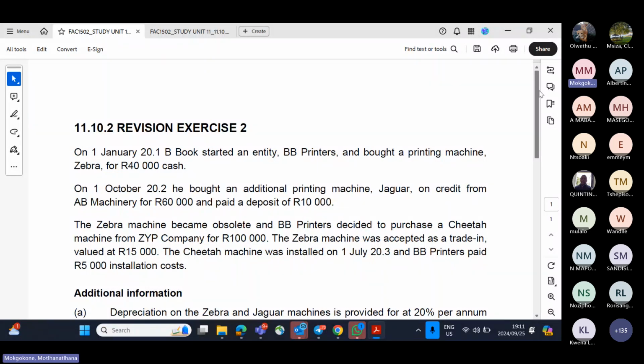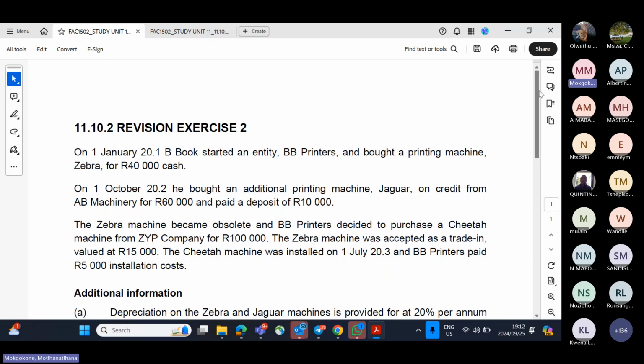Then let's go to the next transaction. They are saying on 1st of October 20.2, he bought an additional printing machine, called Jaqua, on credit from AB Machinery for 60,000 and paid a deposit of 10,000.